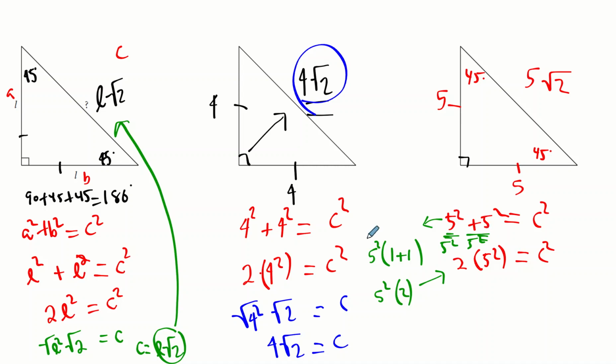All right, so now let's take the square root of each of the sides, and we end up with c is equal to the square root of 5 squared times the square root of 2. Well, 5 squared is 25. The square root of 25 ends up being 5. We got radical 2. That's equal to the length of the hypotenuse. And look at that. Yes, it does.